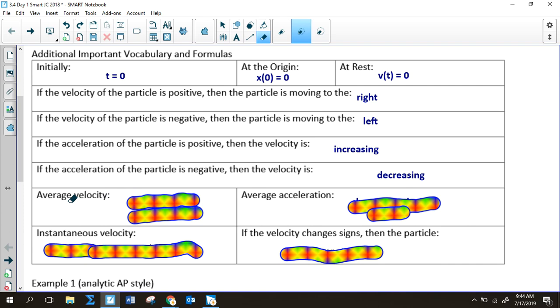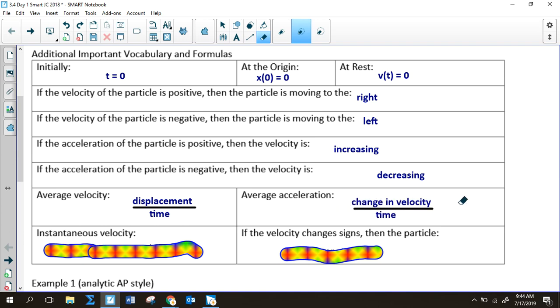Okay, a couple things about the word average. Remember that average is calculated like slope. So average velocity would be displacement over time. So the change in the position over time would be another way to think of it. Displacement is the distance that you've moved, but not taking into account if you've moved to the right and then to the left. Average acceleration then would be just the change in velocity over time. So we've got change in distance over time, and then acceleration is change in velocity over time.